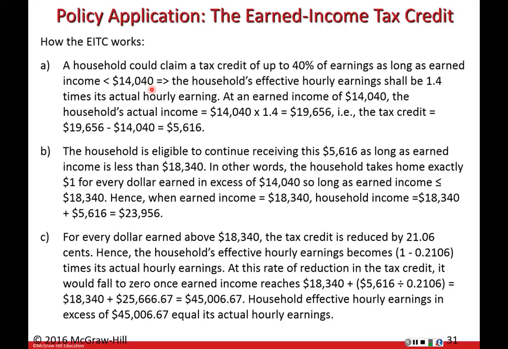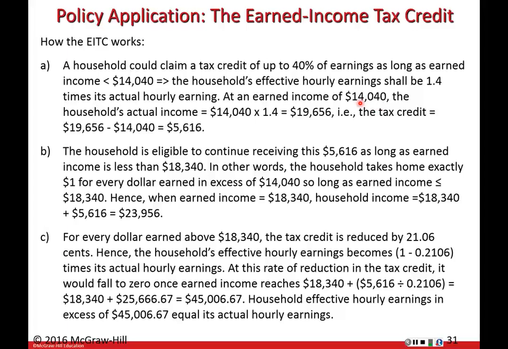And you continue to enjoy this until your earned income equals 14,040. It says here, as long as your earned income is less than 14,040, the household's effective hourly earnings should be 1.4 times its actual hourly earnings. So its actual hourly earnings is $1. Effective hourly earnings should be 40% higher, meaning 1.4. Correct? So let's now look at the limit. Remember, this can be availed of as long as earned income is less than or equal to 14,040.